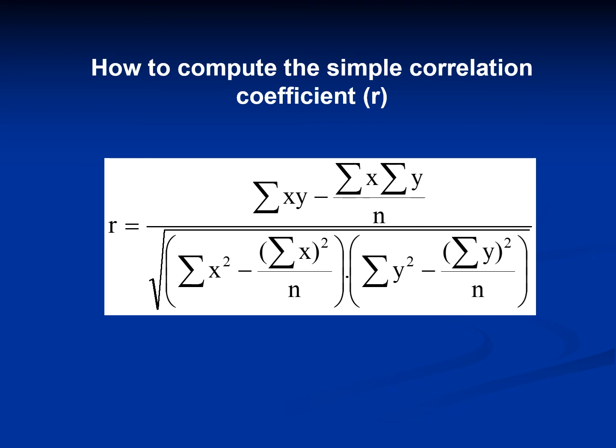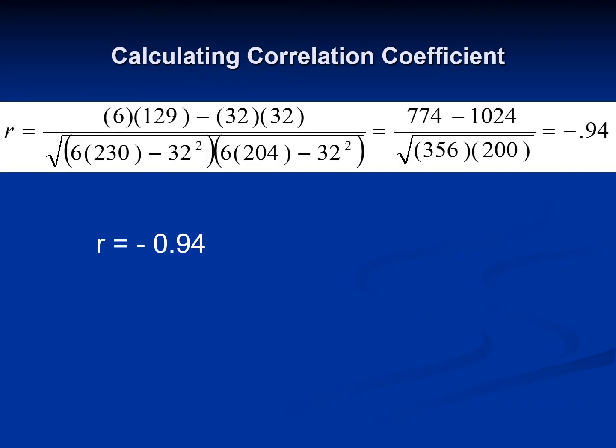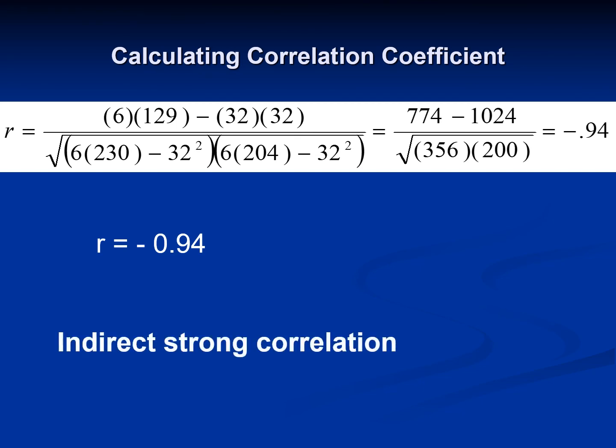Now this is Karl Pearson's method of correlation to calculate simple correlation. This is an example. We have two variables, x and y, anxiety and test score. We do these calculations, we put in the values, and we find r is equal to minus 0.94. So there is a high degree of negative correlation between these two variables. So this is an indirect, strong correlation.